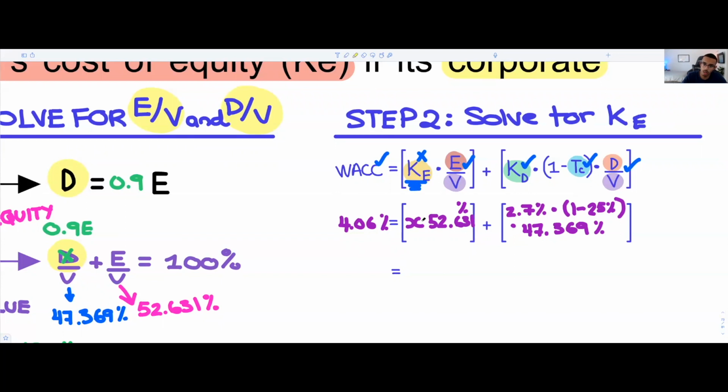This will help us solve for a missing variable, which is X. So we're going to make this something that could actually work for us. We're going to multiply all of these together, because why spend our time working with this if we already have the value. So we're going to do 2.7% times 0.75 times 47.369%. We'll go ahead and do that. Just give me a second.